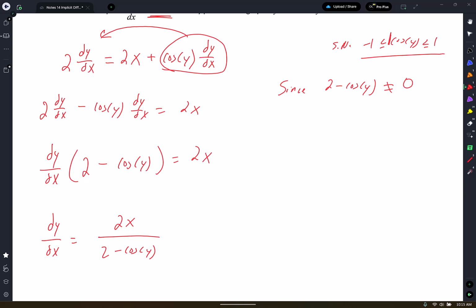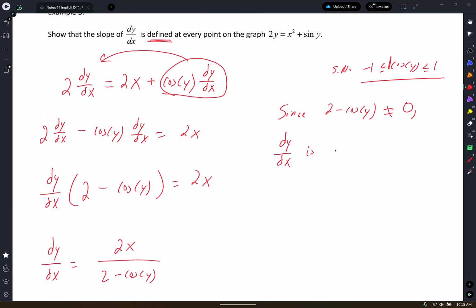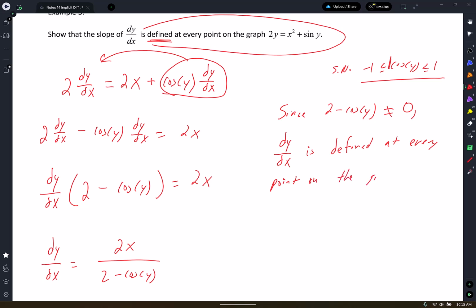Since 2 minus cosine y will never equal 0, dy/dx is defined at every point on the graph. What graph? On this graph, the graph 2y equals x squared plus sine y. However that looks. Type it in Desmos to see how it looks. I don't know how it looks.